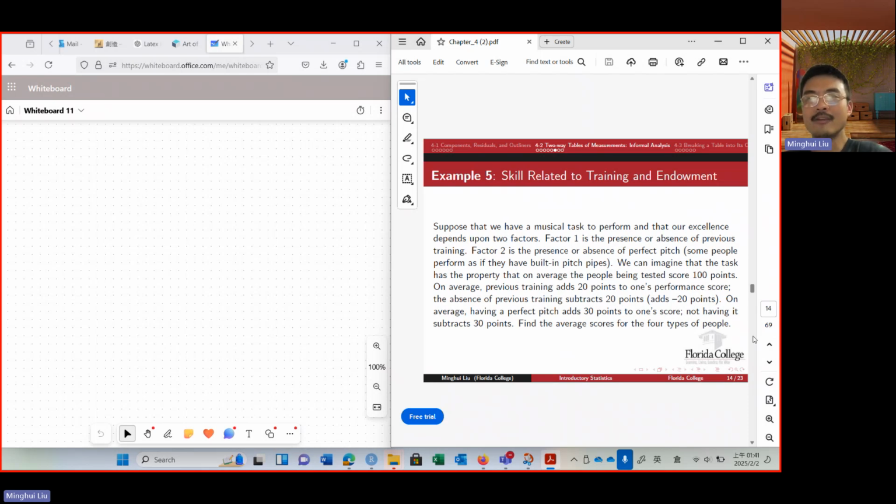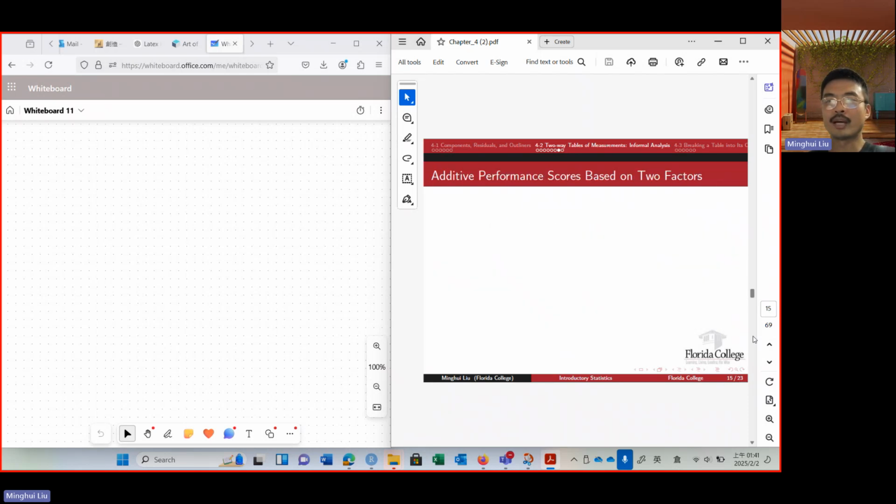Now let's assume that, on average, an average person would test score about 100 points. And also on average, the training would add 20 points to one's performance, and of course, no training would deduct 20 points. Having perfect pitch, which in our model is more important than training, would add 30 points, and the absence of it will result in subtraction of 30 points. Now we want to find the average scores for the four types of people.